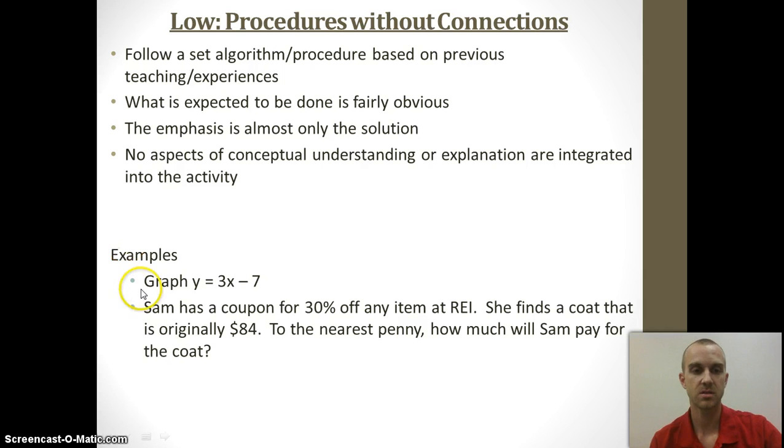Some examples of this below are the idea of just saying graph this linear equation, where students recognize it's in slope-intercept form with a slope of 3 and a y-intercept of -7. Another example, even though this is written as a word problem, it's still a pretty low demand activity because they recognize this is the cost of the coat, and I'm taking 30% off, so I'm going to take 30% of $84, subtract that from 84 to get the new price of the coat. That's a very set procedure that has been taught to them.